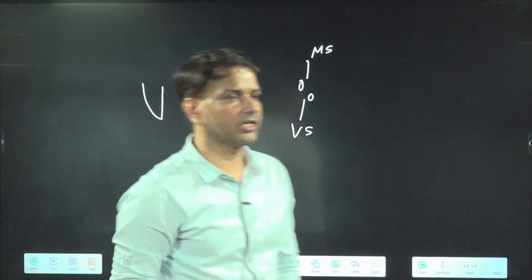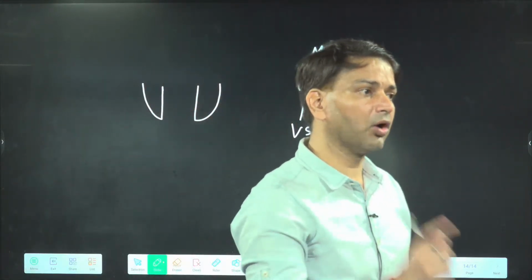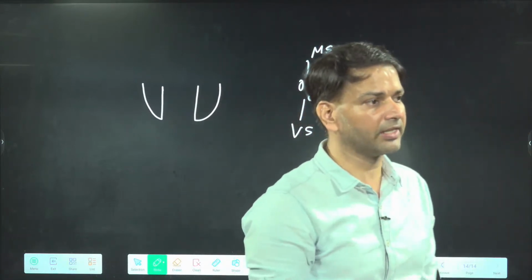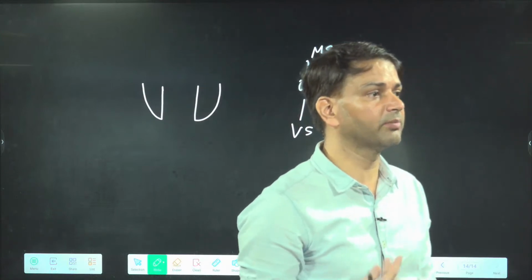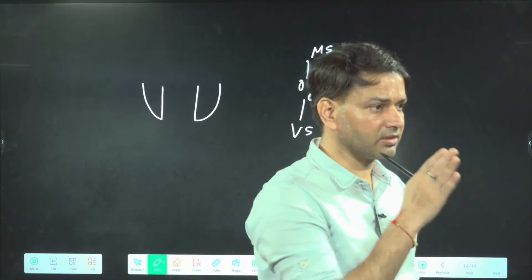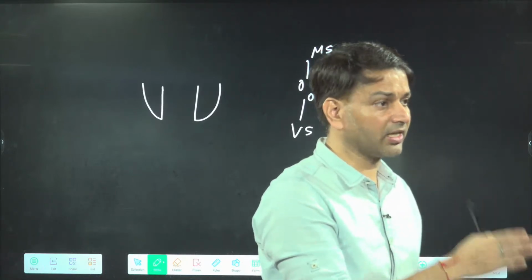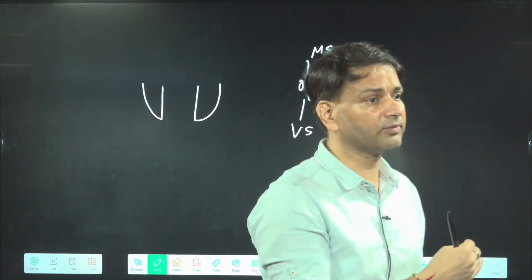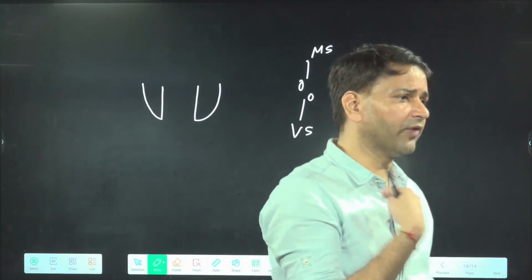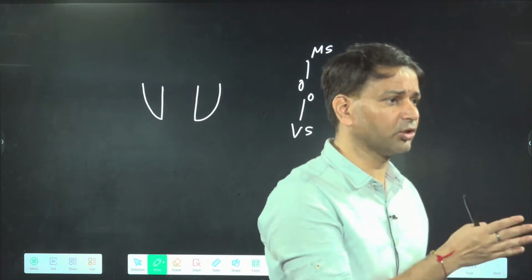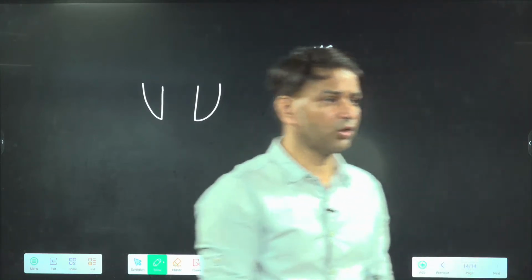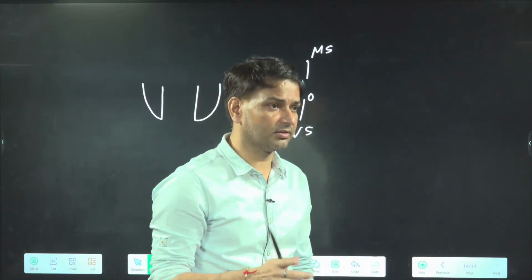So zero error is an instrumental error. We already learned in errors that instrumental error comes in the category of systematic error. So if they ask whether zero error belongs to systematic error or random error, we can say zero error is an instrumental error, and instrumental error comes in the category of systematic error. Why? Because we can find the reason for the error, we can find the zero error, and we can rectify it also. That's why zero error comes in the category of systematic error.